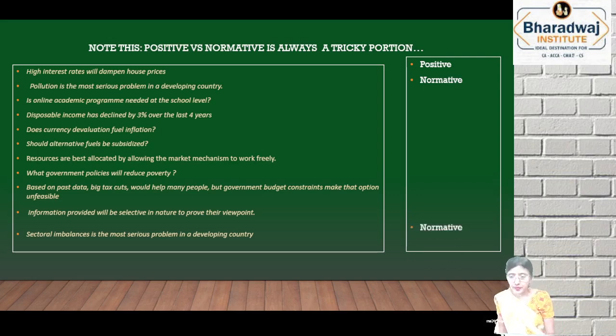Then, is online academic program needed at the school level? Normative. What did you all write? Normative, isn't it? Why? Because for the same question, each one will give their viewpoint. You say physical class is better. You're a proof, you're sitting here. People who have not come are proof that online is better for them. You have your own arguments for and against, right? So it is opinion based. And now, when they ask a question like this, please note, my dear students, one problem is when they say, supposing the options I give you was positive statement, normative question.